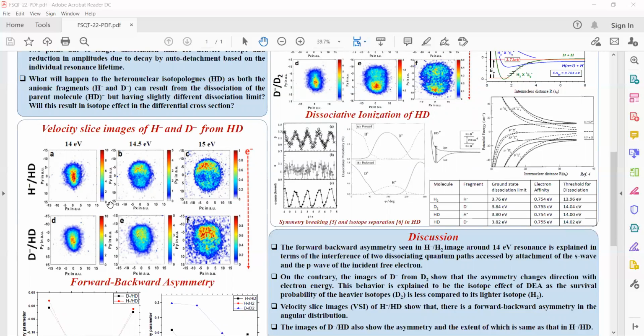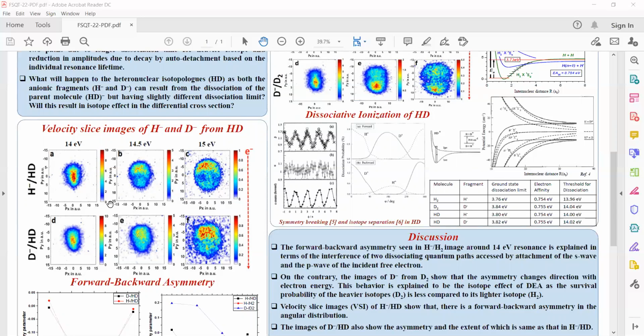The identical angular distribution can be understood as the 3 milli-electron volt difference in the dissociation limit is negligible as compared to the incoming electron energy, and hence the two dissociation channels, H minus and D minus, are identical, and hence they show identical asymmetry, angular distribution and cross section. This is a little crude argument. This is equivalent to saying that the small permanent dipole moment doesn't have any effect on the incoming electron attachment.